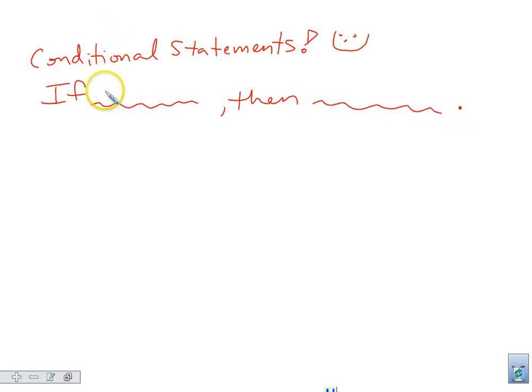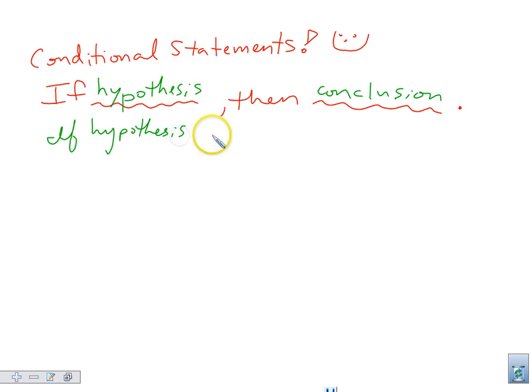Right? The first blah blah blah is the hypothesis. So let me change colors here. If hypothesis, then conclusion. What this basically means is if the hypothesis is true, then so is the conclusion. Right? And we've looked at statements like this already. You just didn't know that they were called conditional statements.